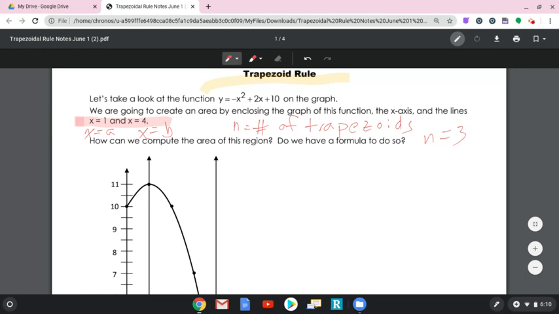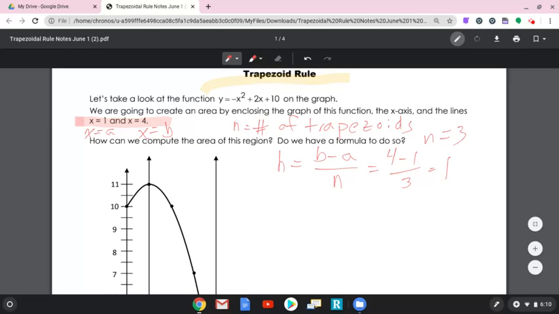The key thing is when we break into 3 trapezoids, we want to break into 3 trapezoids with the same exact height. So in order to find the length of the height that we want, your height will be b minus a over n. In this case, b is 4 minus a is 1 over n, which is 3. So 4 minus 1 is 3, 3 over 3 is 1. The height of each trapezoid will be 1.